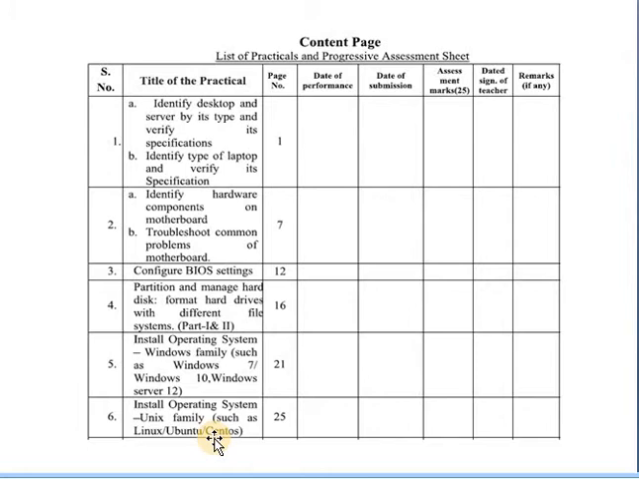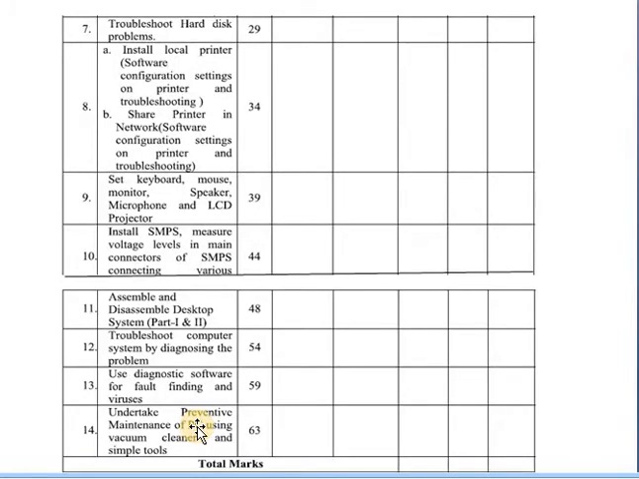In the fifth and sixth experiments, we install the operating system: Windows 7, Windows 10 or Server 12. And in the sixth experiment, we install the Unix family operating system such as Linux and Ubuntu. Next practical, that is troubleshoot hard disk problem.